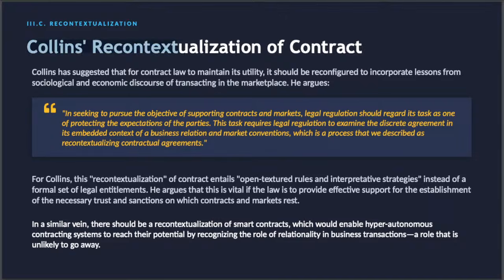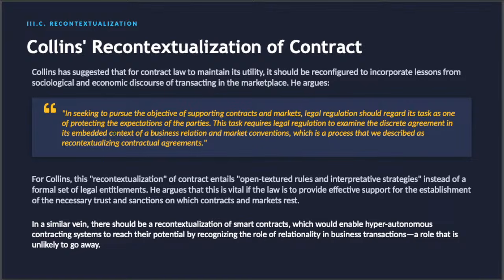Now look at Collins' recontextualization of contract. Collins has suggested that for contract law to maintain its utility, it should be reconfigured to incorporate lessons from sociological and economic discourse of transacting in the marketplace. He argues, in seeking to pursue the objective of supporting contracts and markets, legal regulation should regard its task as one of protecting the expectations of the parties.